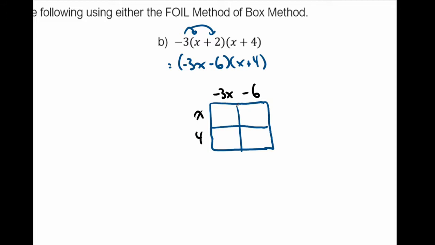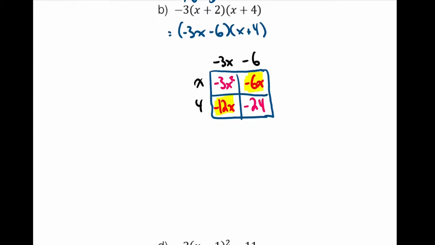And then multiply through the corresponding columns and rows. So x times negative 3x is negative 3x squared. x times negative 6 is negative 6x. Negative 12x, negative 24. Again, we should see that these two boxes are like terms. So when I simplify this, negative 3x squared minus 18x minus 24 is my final expression.